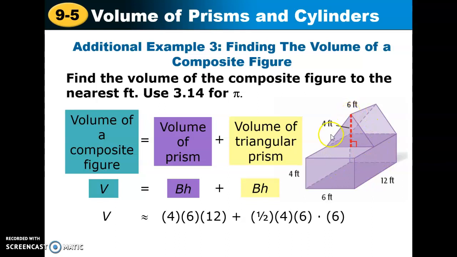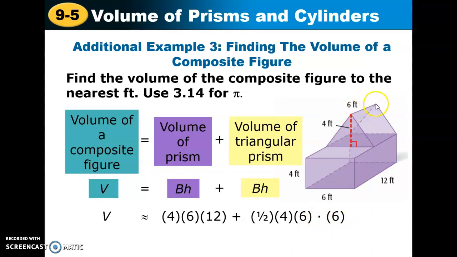Okay, the top shape is a triangular prism. So the area for a triangle is 1/2 base times height. Okay, now, here's where it gets slightly confusing. We're seeing the triangle height is right here. That's the red dotted line, and it's 4 feet. This right here is the base of the triangle, which is the same dimension as this right here, which is 6 feet. Okay, so we're taking half of 4 times 6. That gives us the triangle's area. And then to make it the volume, we're going to multiply it by 6, which is this height right here.